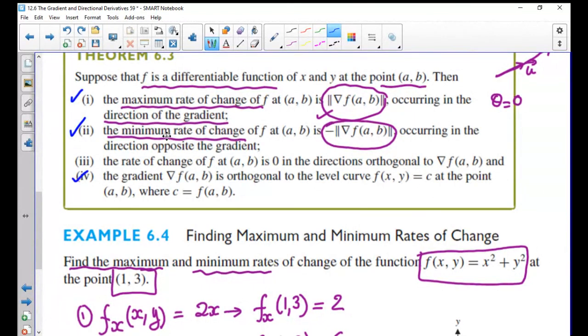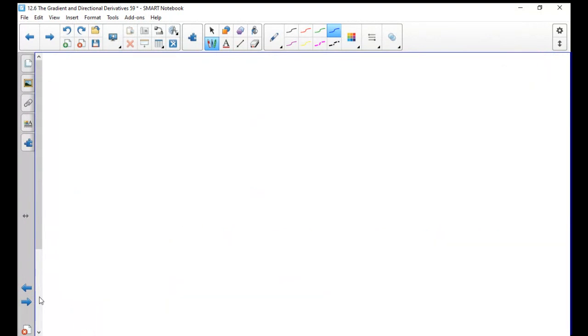Now, 4 is also an important thing. I want to explain this point number 4 by looking at an example. So this 4 says the gradient vector at the point (a, b) is orthogonal to the level curve f(x, y) equal to c at the point (a, b). Okay, so let me explain what we mean by this.